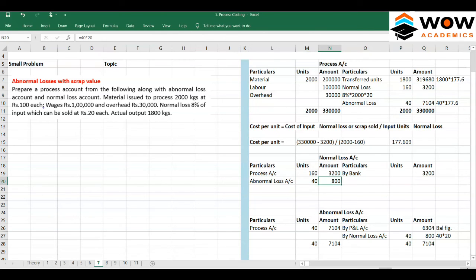We can close it now at this rate, 2,04,000. By bank it would be this. So the bank is not bothered about the units which you have, what they are bothered about is the amount. So the bank is going to sell the normal units as the scrap.